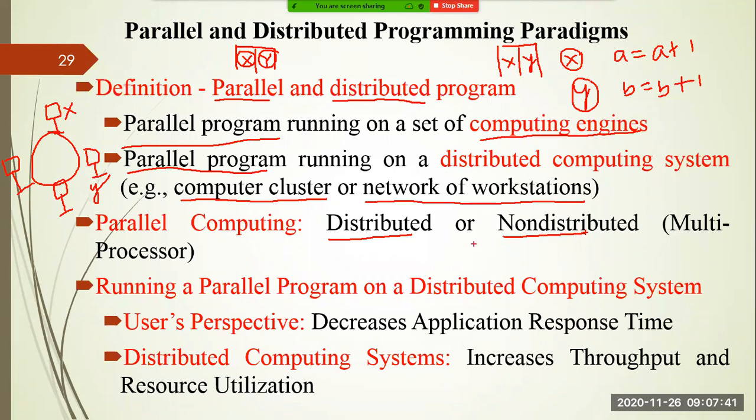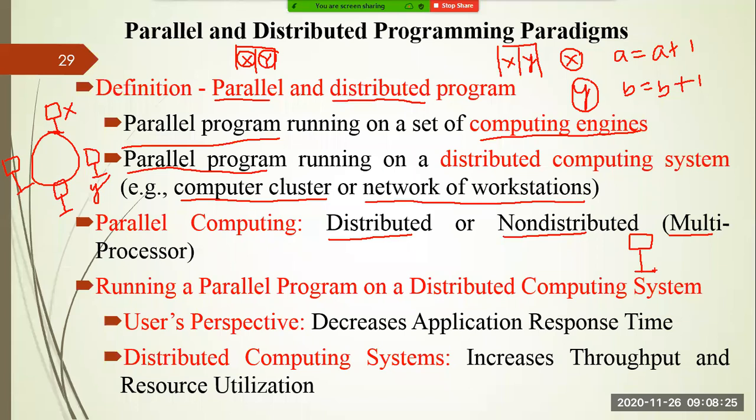Whenever we see non-distributed, it means they are located in the same place. We are talking about the multiprocessor system. Like a single computer system may have multiple processors or multiple cores. So that can be treated as a non-distributed system, right? Or sometimes you can achieve parallel computing if the computers are spread all over the world. There also we can achieve parallelism. So where the computers are not located in the same place, we call that a distributed system.